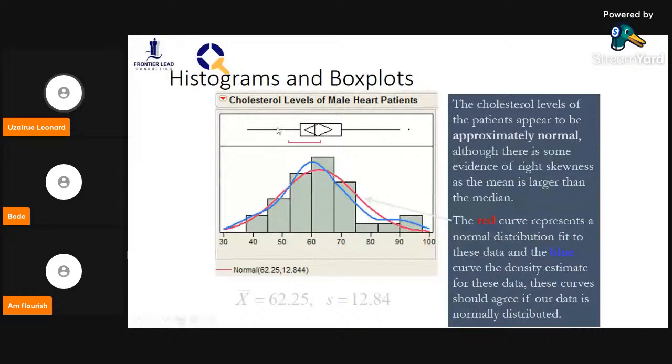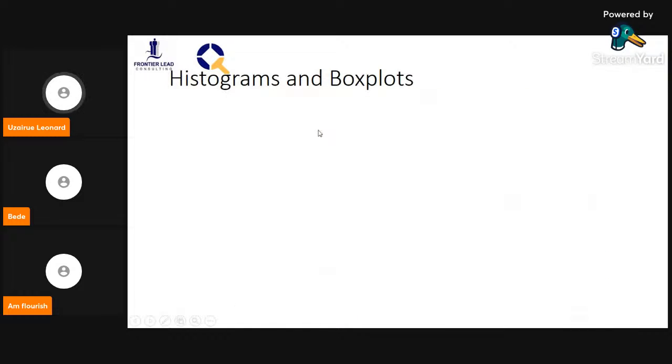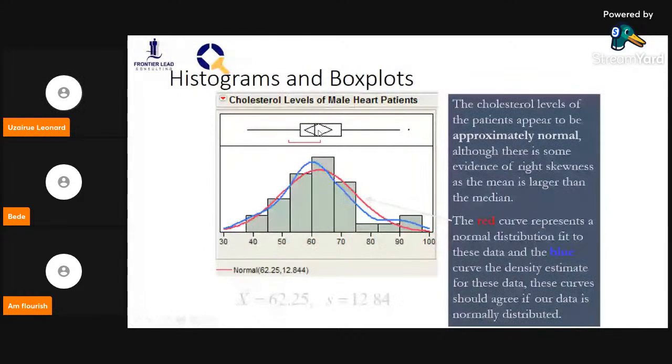Now you can see that this box plot, in as much as it is within the center, is not a perfect fit. If it was a perfect fit, it would have been at the center. But you can see that it's kind of away a little, as the case may be.